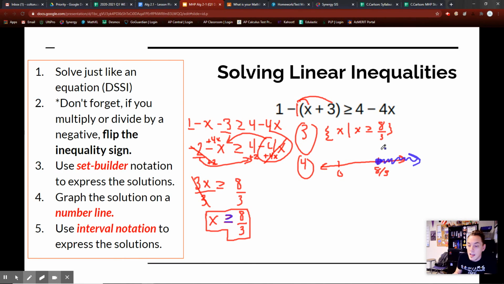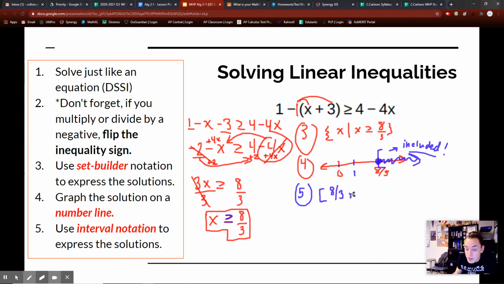Okay? And then sometimes you'll see a bracket here because remember, brackets mean included or equal to. So what does that mean? That means we're going to see, left to right, where does the graph start to exist? Does it start existing at 0? No. What about like 1? Does it start existing at 1? No. Okay, it starts existing at 8 over 3. And since it's equal to, I have 8 over 3 with a bracket.